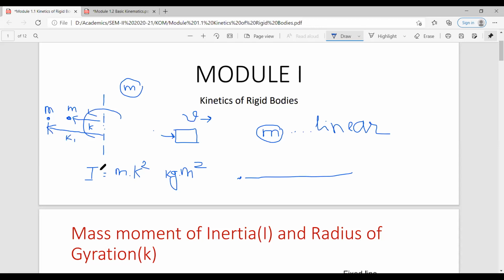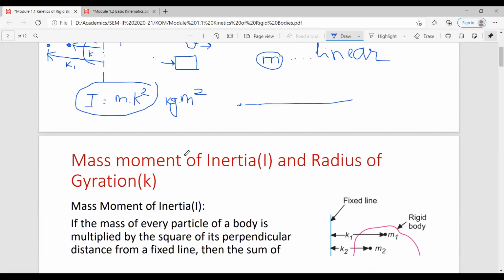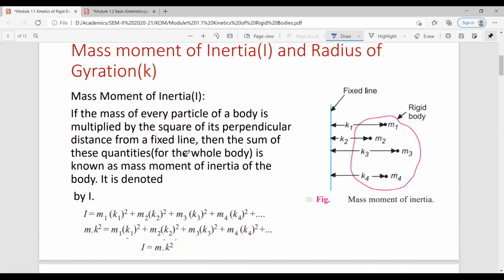Then we defined one term which we call mass moment of inertia, I equal to mk square. So the inertia of the rotating body is directly proportional to the square of k. k is known as the radius of gyration. Now I will take you for further discussion.